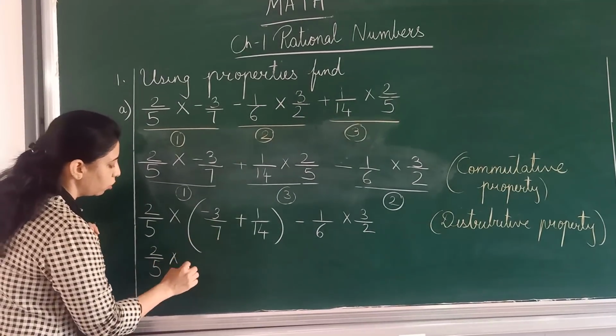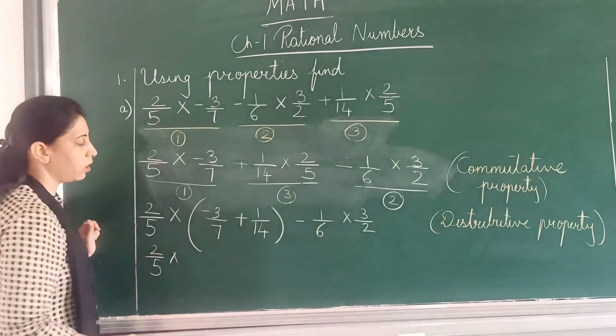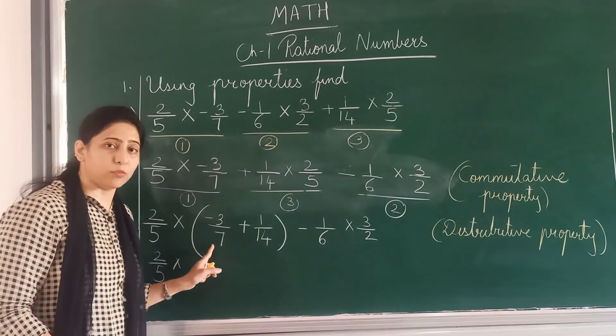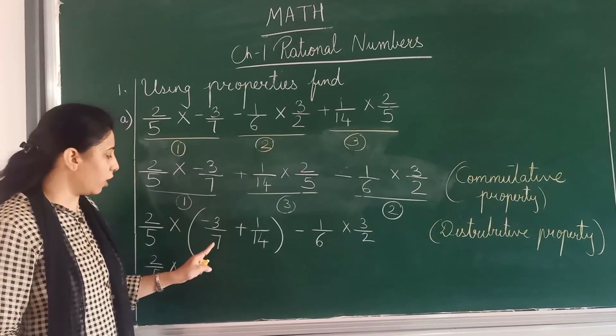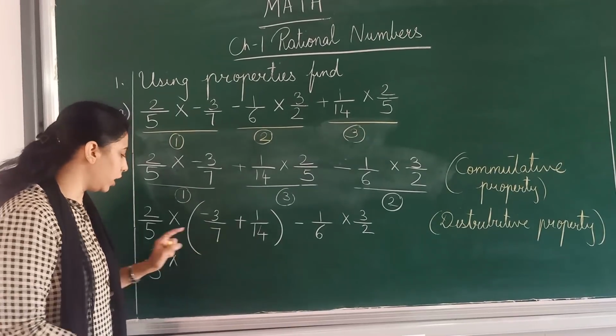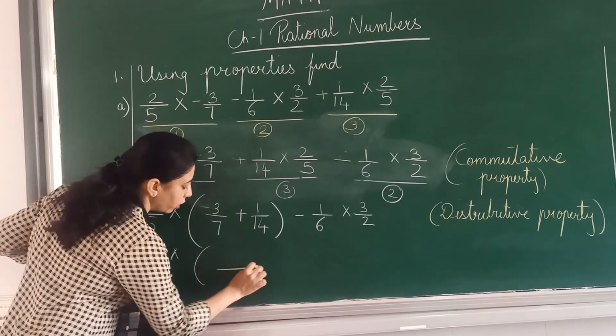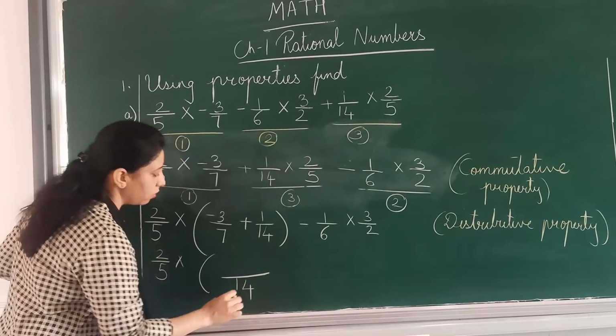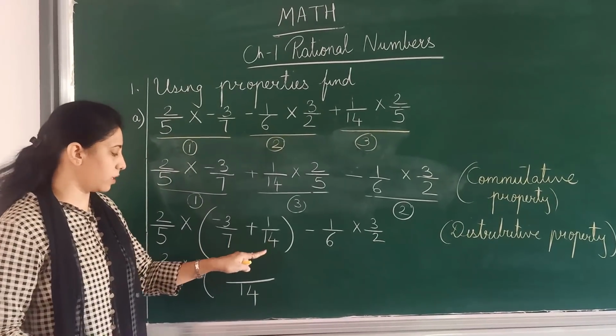2 upon 5 into... Now 7 and 14, the denominators are not the same. So you have to find the LCM. So what will be the LCM of 7 and 14? The LCM of 7 and 14 will be 14.